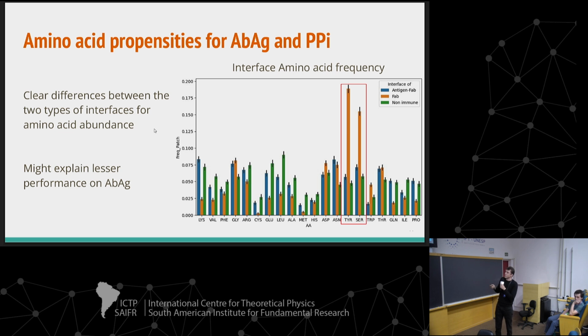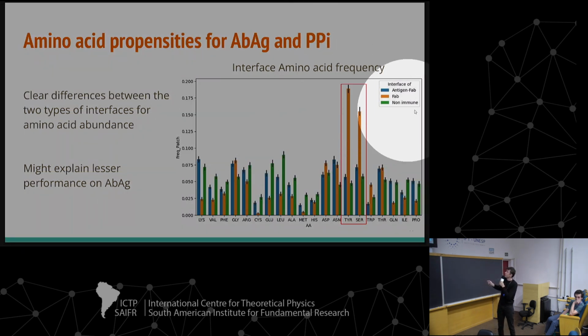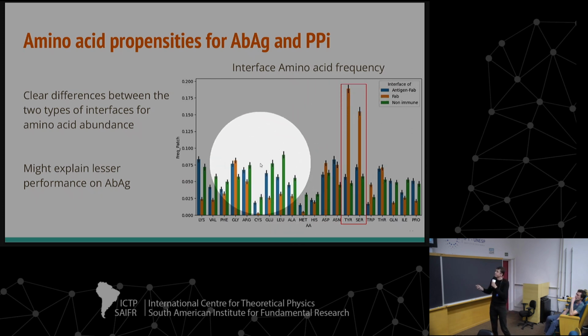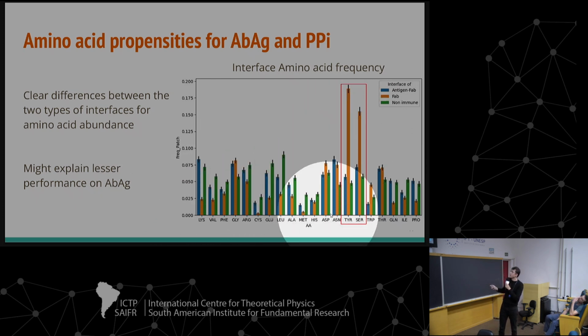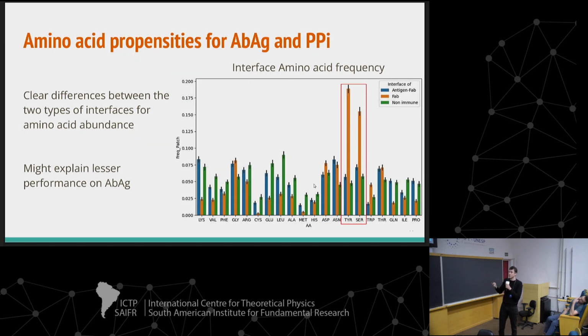So the first one was to analyze the amino acid propensities, the amino acid frequencies at the interface. We analyzed this for antibodies, that's Fab, antigens, from our dataset, and non-immune protein-protein interactions from another dataset. And what we can see is that there are some specificities, especially on the antibody side. There are many more tyrosines and serines in the interface. So that's an interesting observation.